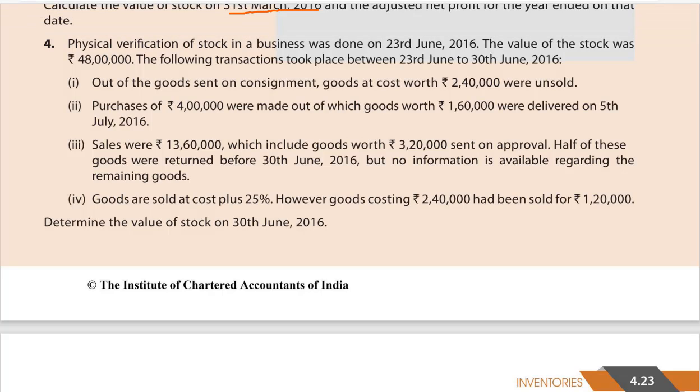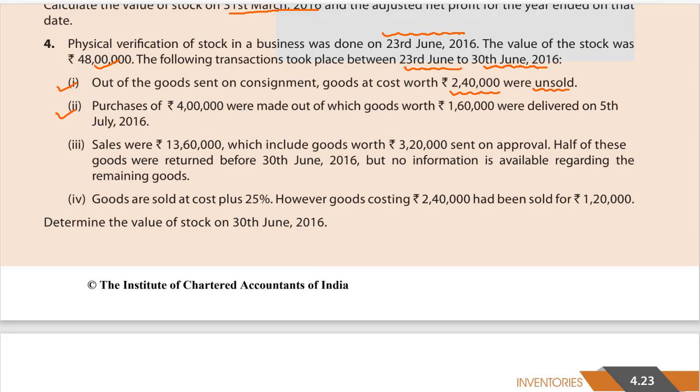Question number 4. Physical verification. Physical verification of stock in a business was made on 23rd June 2016. The value of stock was 48 lakhs on that day. The following transactions took place between 23rd June to 30th June. Point number 1. Out of the goods sent on consignment, goods at cost worth 2,40,000 were unsold.